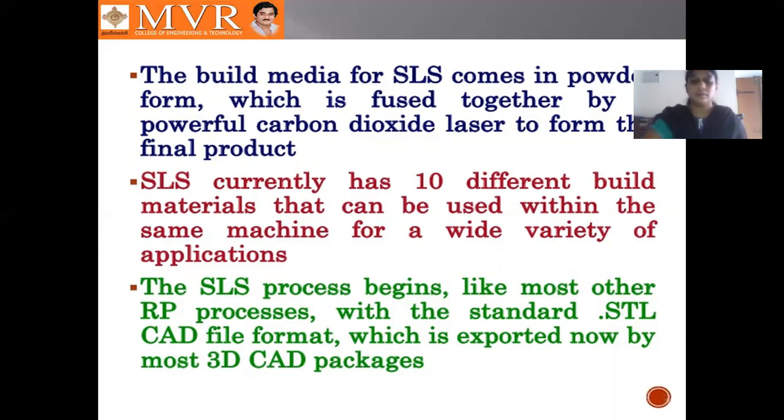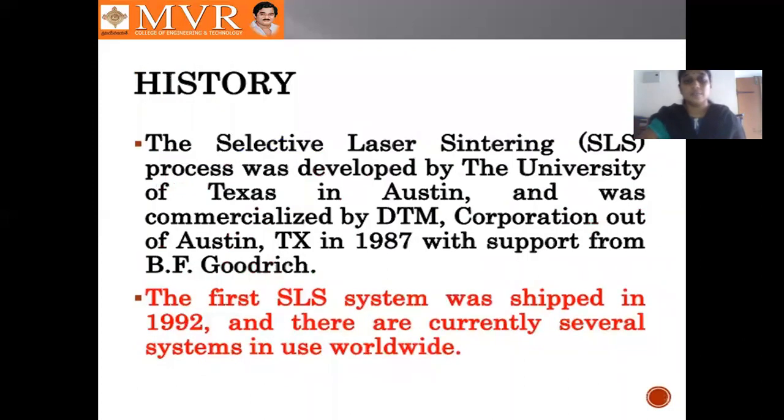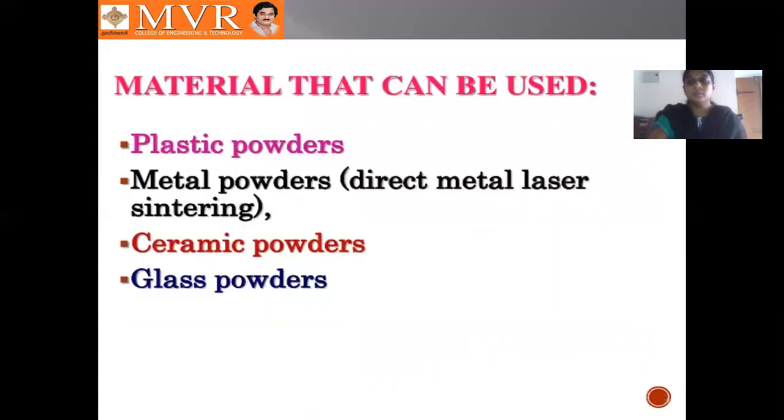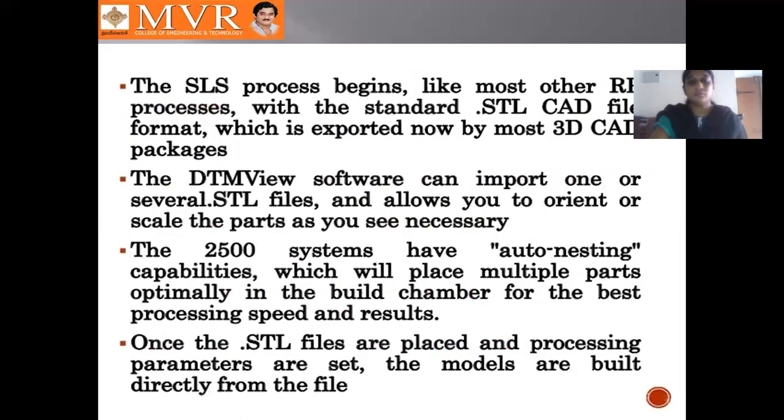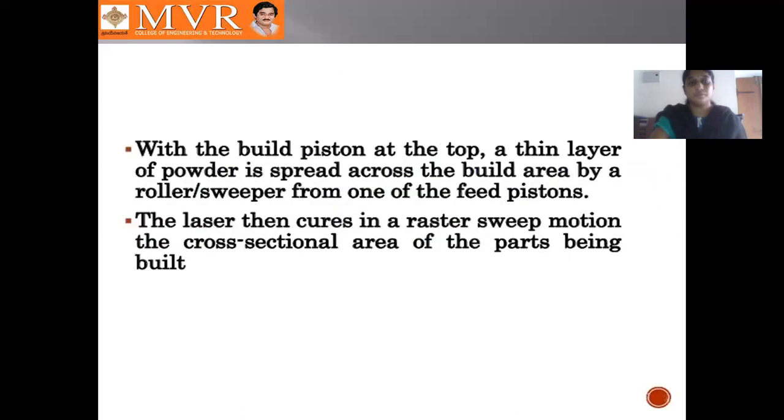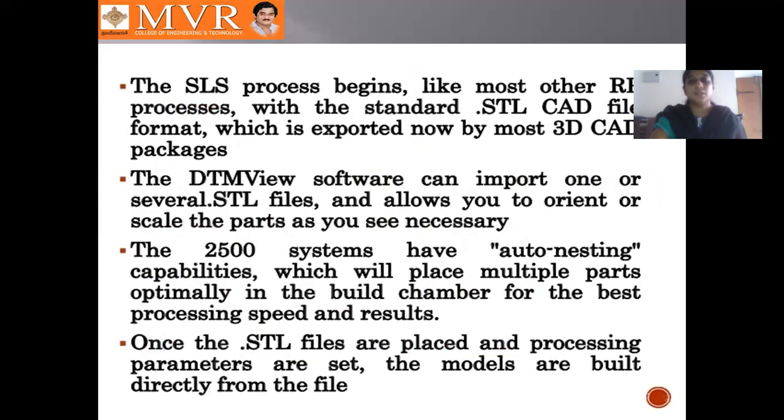The SLS process begins like most other rapid prototyping processes with the standard materials. This laser sintering process was developed by the University of Texas and was commercialized by DTM Corporation. The SLS process begins with the standard STL CAD file format, which is exported by most 3D CAD packages.